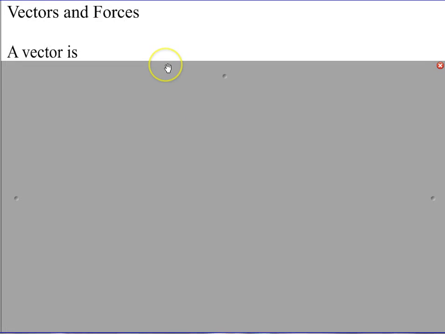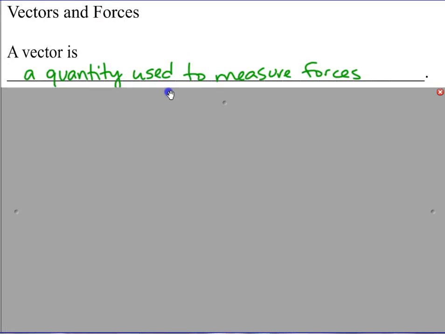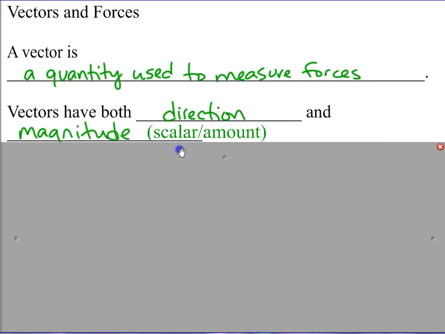First off, a vector. Well, a vector is simply a quantity used to measure forces. And if you remember from Despicable Me, if you saw that movie, a vector has two components: direction and magnitude. Obviously, direction is what it says. Magnitude is like the scalar, or the amount, how strong it is, basically.